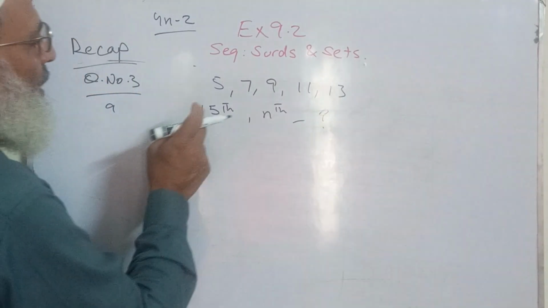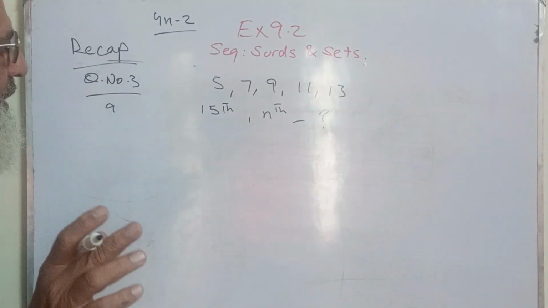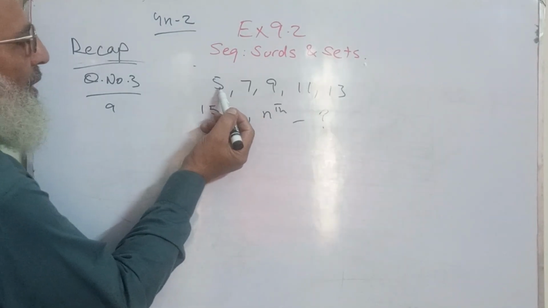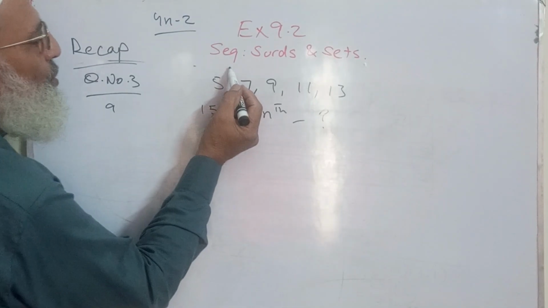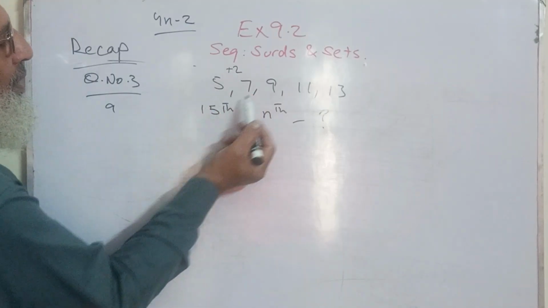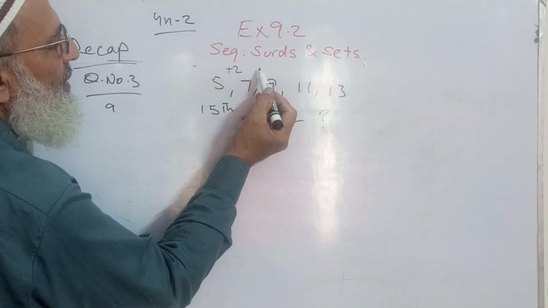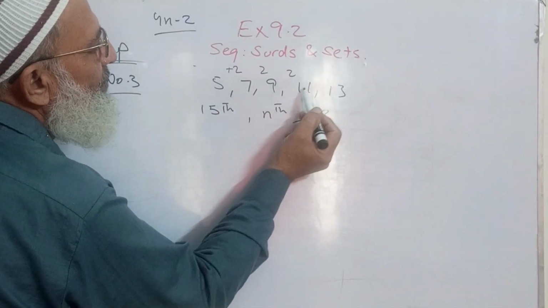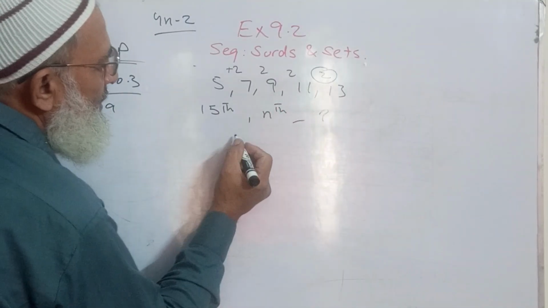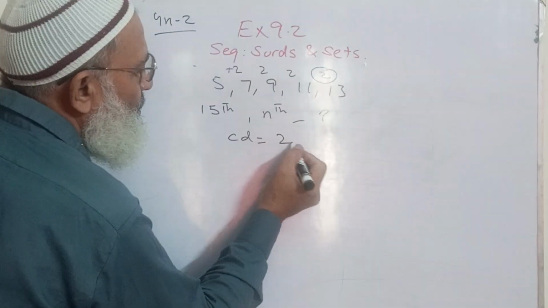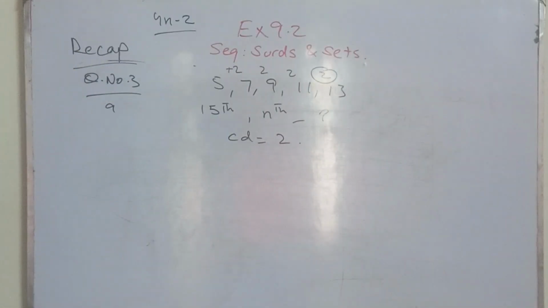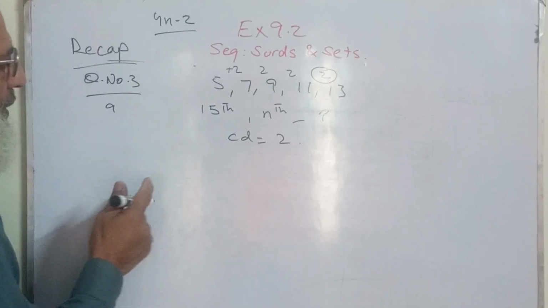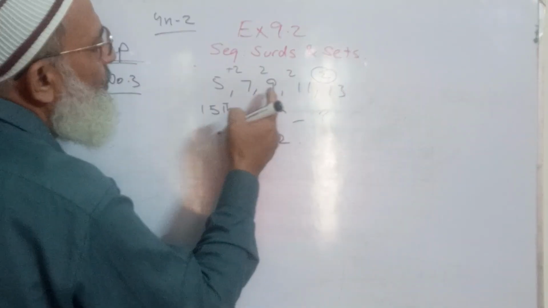Okay. Now, first of all, we have to find the common difference. 7 minus 5 is 2. 9 minus 7 is 2. 11 minus 9 is 2. 13 minus 11 is 2. So the common difference becomes 2. Now this is 1, 2, 3, 4, 5.